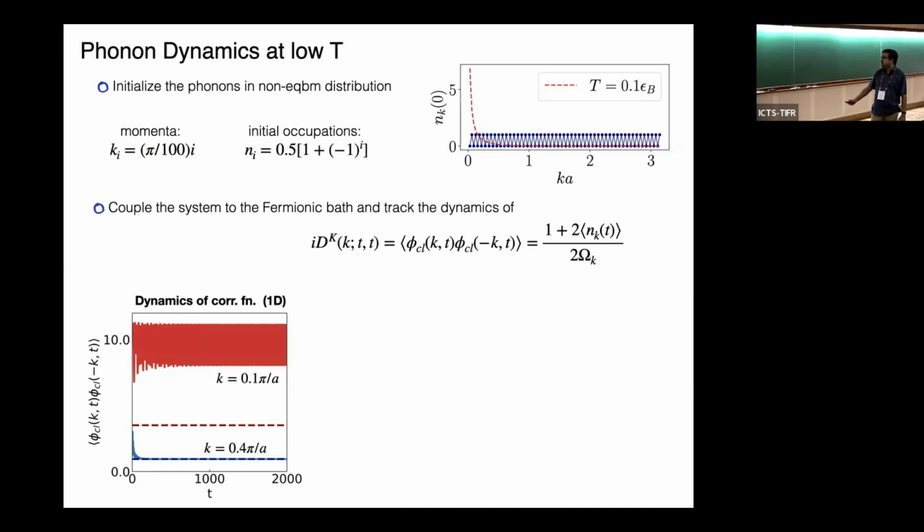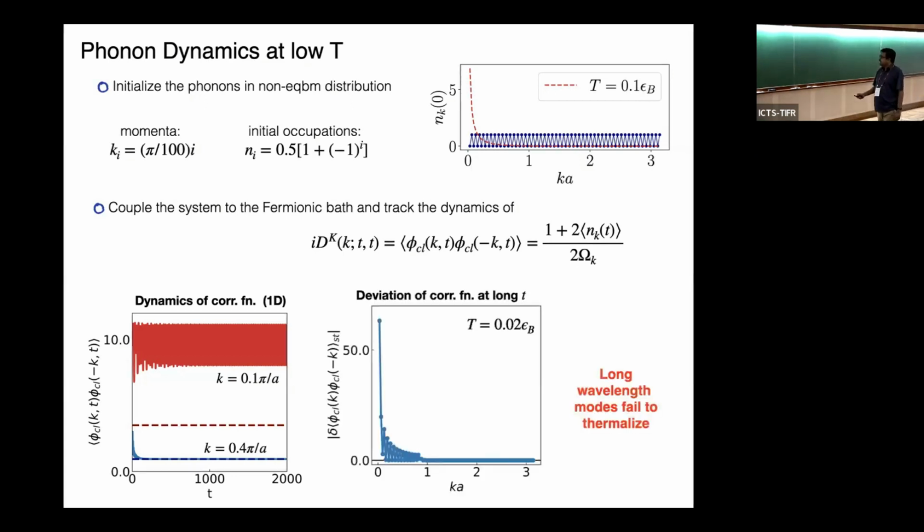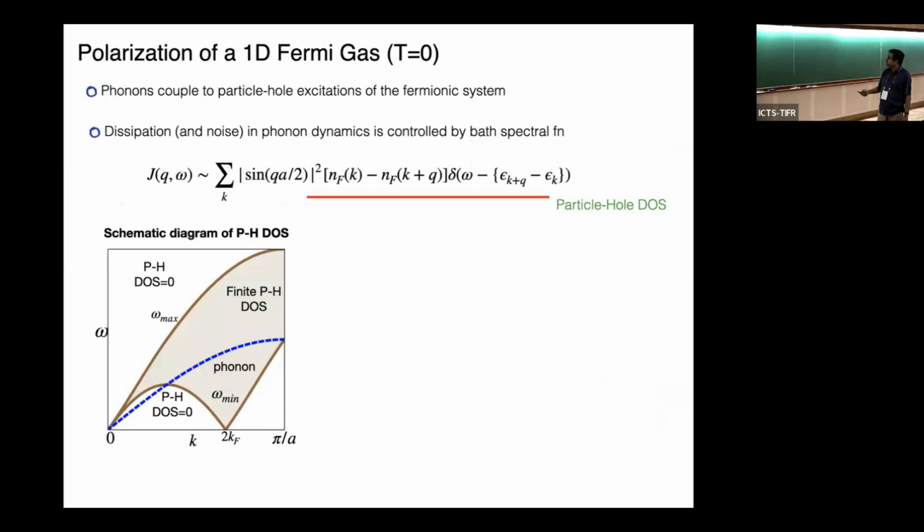Whereas when you go to large k equal to 0.4, it basically does not go to its thermal value. There's a lot of oscillation. There's no thermalization and so on. And you can figure out the deviation at long time. You can just take an average value here and then look at the deviation of this from the thermal value. And you will see that this is 0 up to a point, and at some point it starts growing. Okay, this is at low temperature, long wavelength modes fail to thermalize.